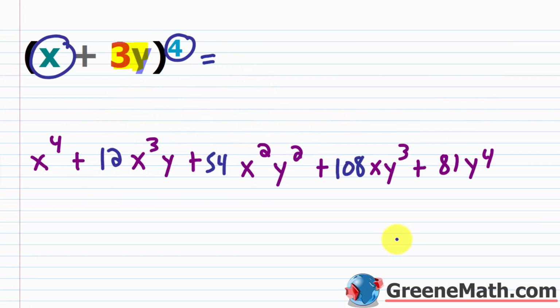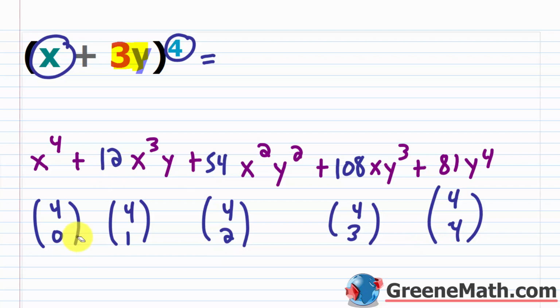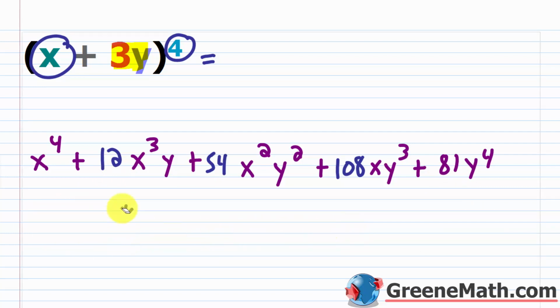Again, if you don't want to do it that way, you can use the combination formula. So again, you start with this. So it's 4 choose 0. Then it's 4 choose 1. Then it's 4 choose 2. Then it's 4 choose 3. Then it's 4 choose 4. And basically, if you crank all these out on your calculator, you're going to get the exact same answer. So our result here is going to be x to the 4th power plus 12x cubed y plus 54x squared y squared plus 108xy cubed plus 81y to the 4th power.